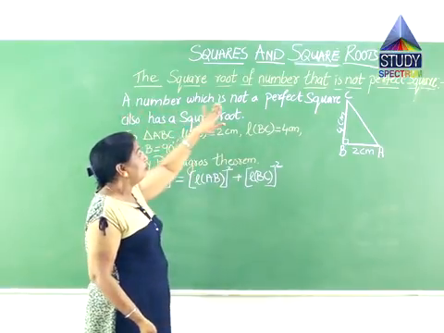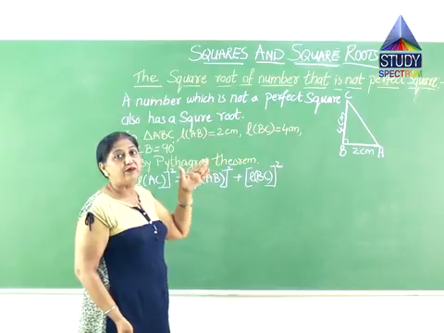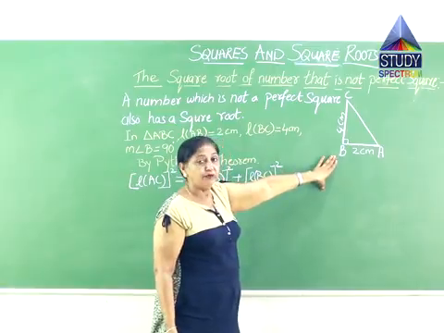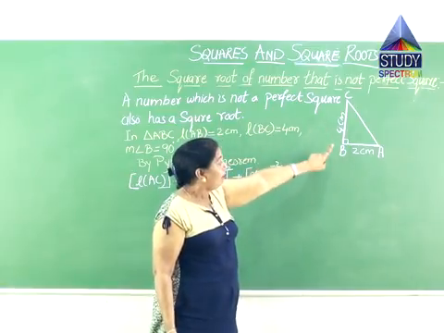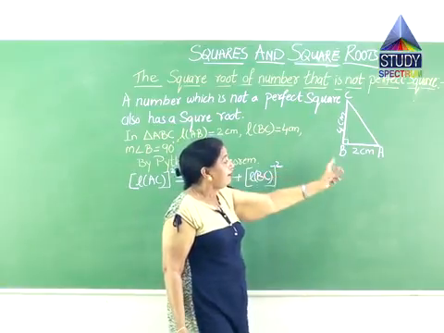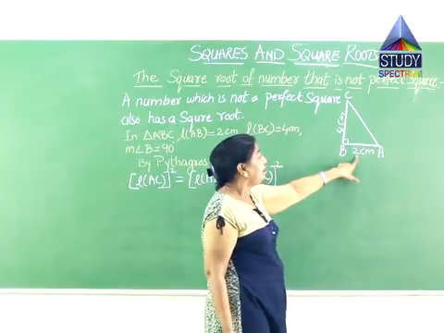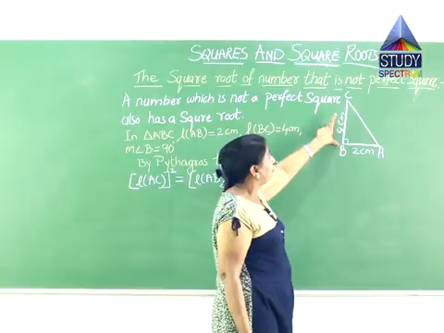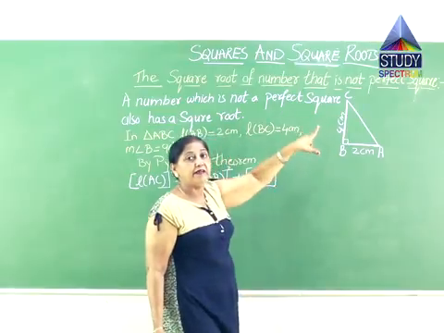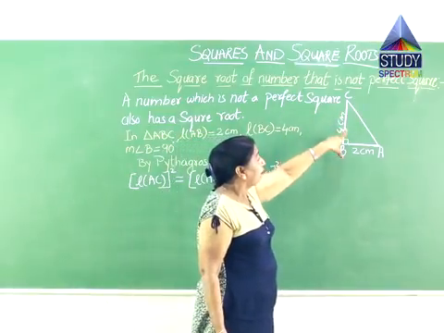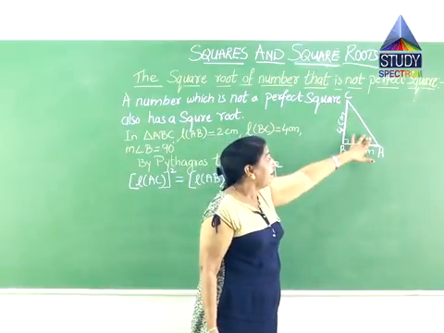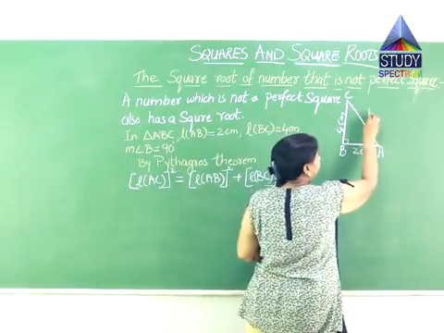Now, a number which is not a perfect square also has a root. Now, this is explained by this example. A right angle triangle is given over here, that is ABC, where B is a right angle, that is, an angle of 90 degrees, and the distance between B and A is given as 2 centimeters, and the distance between B and C is given as 4 centimeters. That is the two perpendicular sides of this triangle. That distance is given, and we have to find this AC, which is the hypotenuse of the triangle.